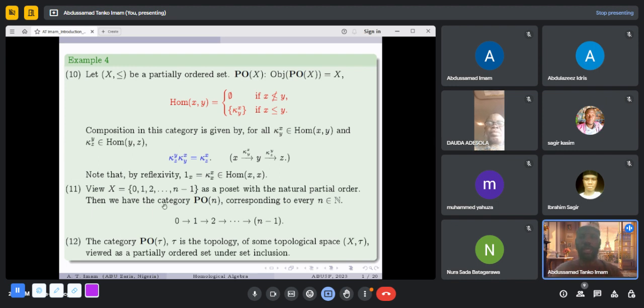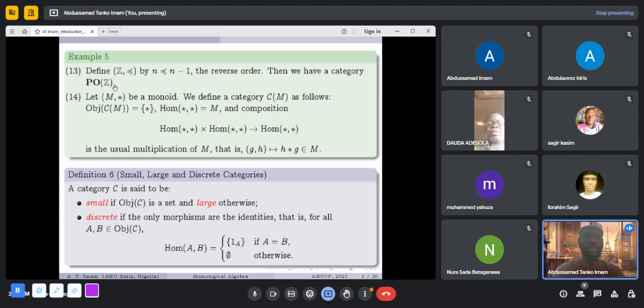Okay, and then we also present another example of a category where we take the reverse partial order on the set of integers. In the reverse partial order, we say n is less than or equal to n minus 1. The natural thing is n minus 1 is less than or equal to n, but then you reverse the order, and then you now have a category Pos of Z.